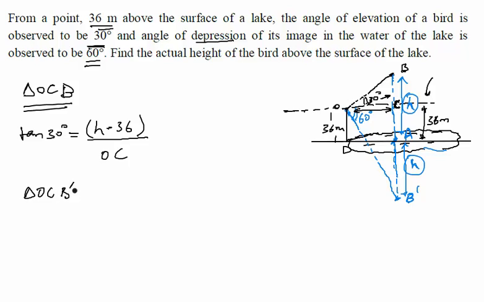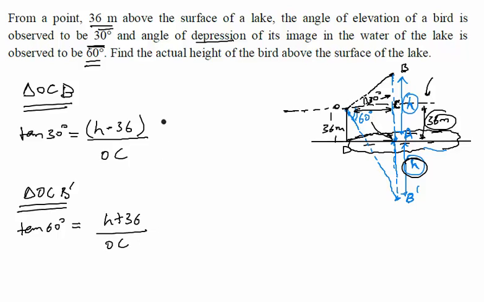Now move to the triangle OCB dash. In triangle OCB dash, I can write tan of 60 degrees. Tan of 60 degrees is again perpendicular upon base. Perpendicular is how much? Perpendicular is this time h plus 36, h plus 36, and division is with what? The base. Base is again OC, right? So if I have these two equations, how can I find the value of h? h is what we need to know, the actual height of the bird above the surface of the lake.